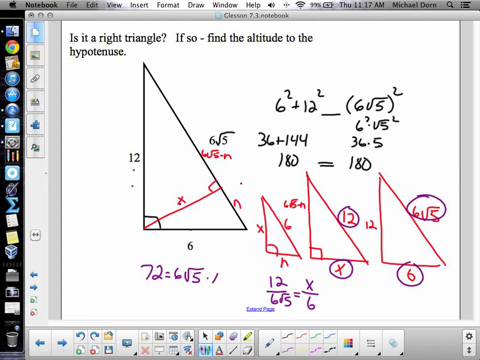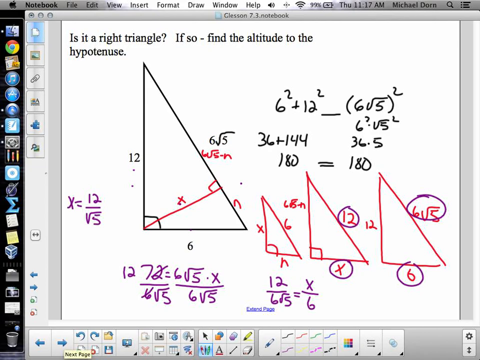6 root 5 times x. So I have to divide both sides by 6 root 5. Now here's where we start getting into trouble. 72 divided by 6 root 5. Well, the 72 over 6, that's not bad. That's going to be 12. So I get x is 12 over the square root of 5.